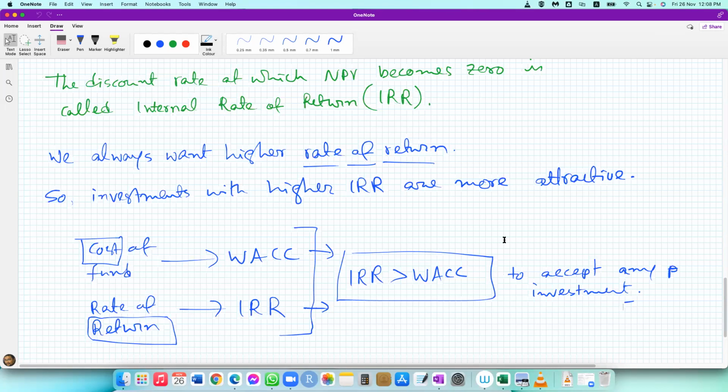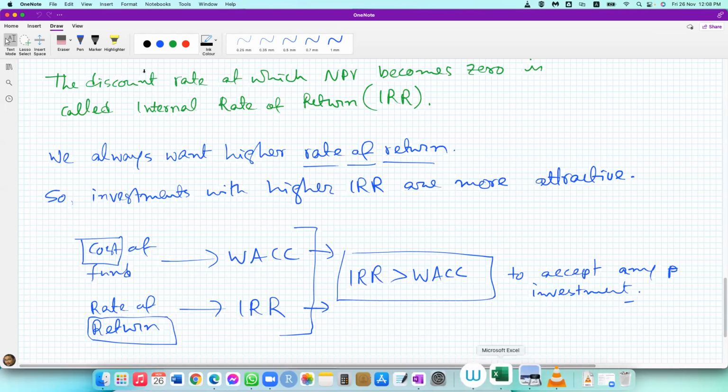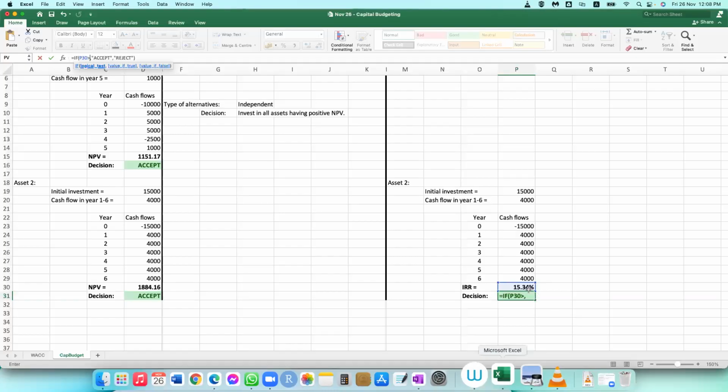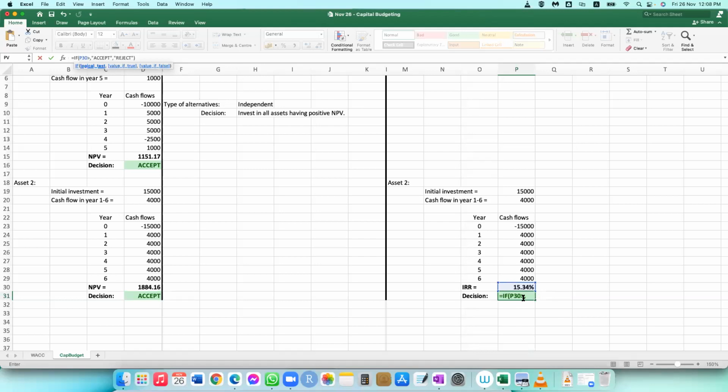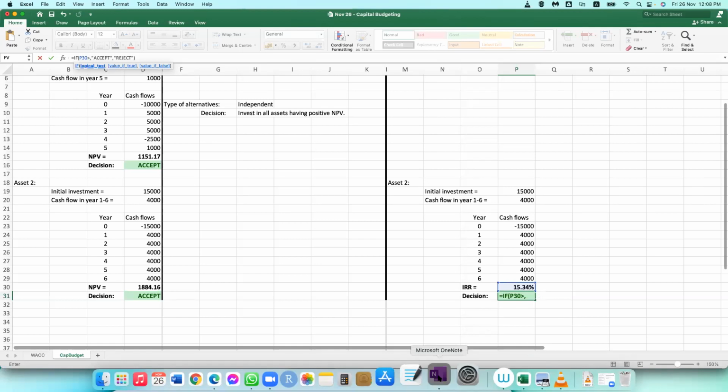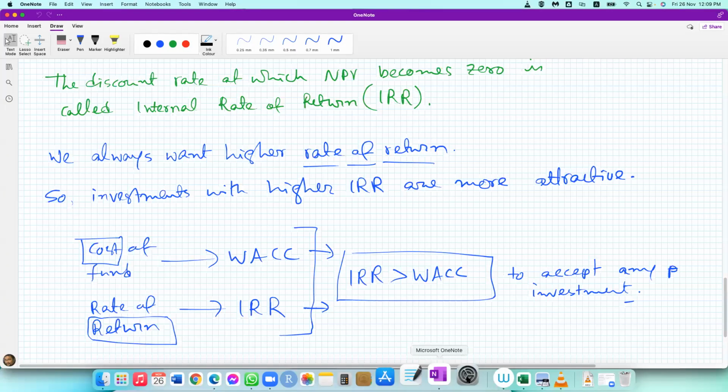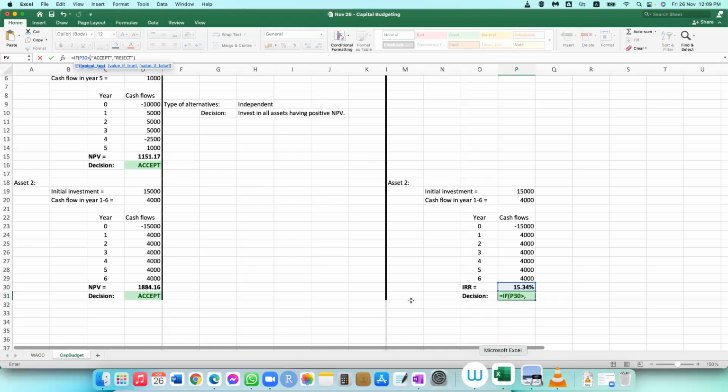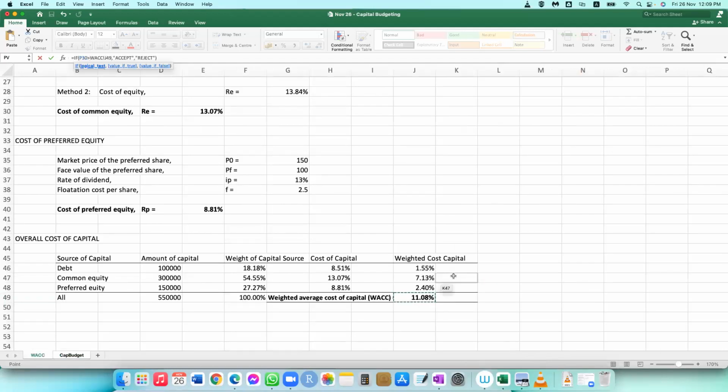IRR needs to be greater than the weighted average cost of capital. So what will be the condition here? The condition will be IRR to be greater than what? See this one again and tell me. Weighted average cost of capital. Yeah, so where is that? That is in this worksheet, right? IRR must be greater than it. So if it is greater, then accept, otherwise reject.